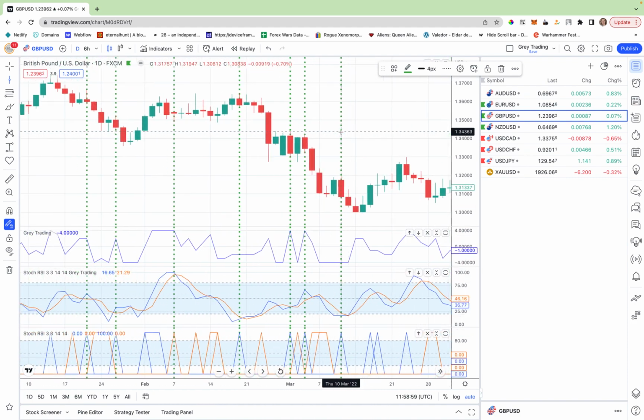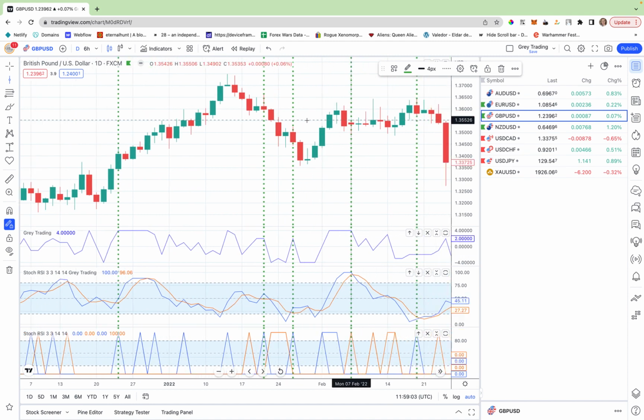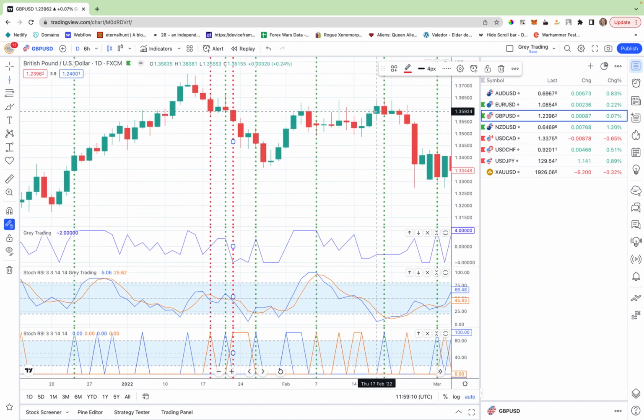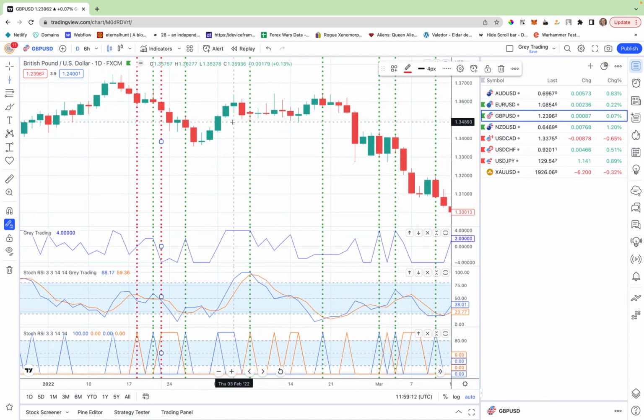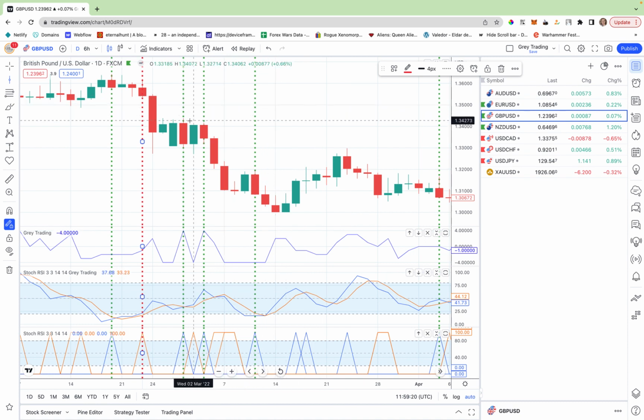Okay, so I've done all the buys. Now we're going to do the sells, so I'm going to put those in red. And then we're going to work out the percentage gains for each trade. As you can see here, I've done that one, should be red. It's dead easy. I'm just looking at the impulses at the bottom indicator.